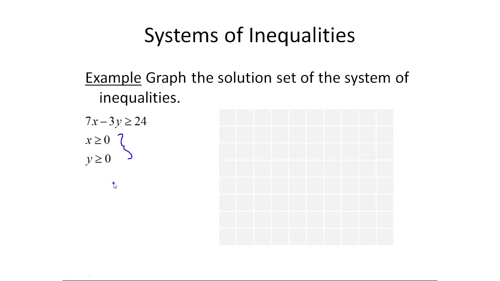So this means that my solution set's really going to focus in on only the first quadrant of the plane, right? Because if you think of the xy plane, it's only in here that both x and y are positive. So my solution set for this whole system is going to be somewhere in here, because the solution set's going to be where the solution set for all 3 of these overlap.